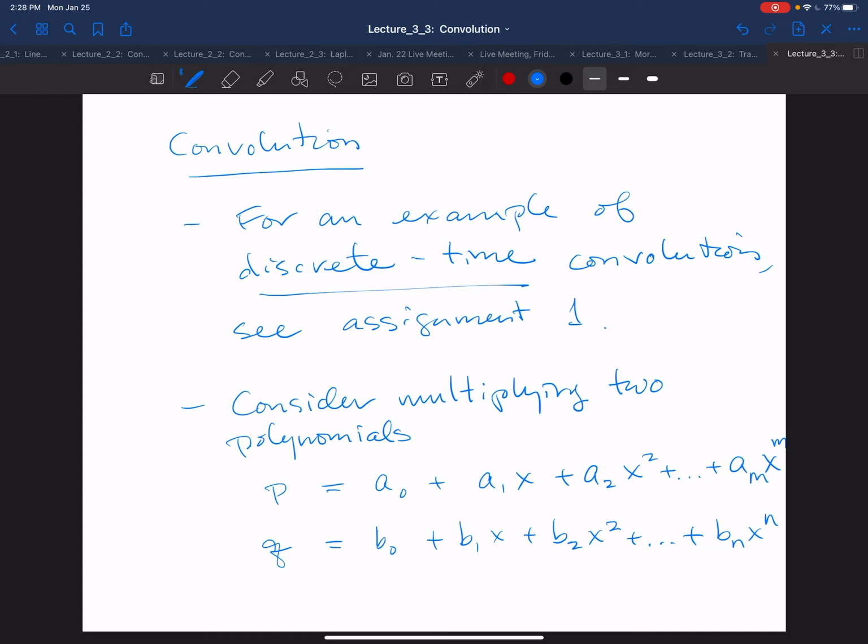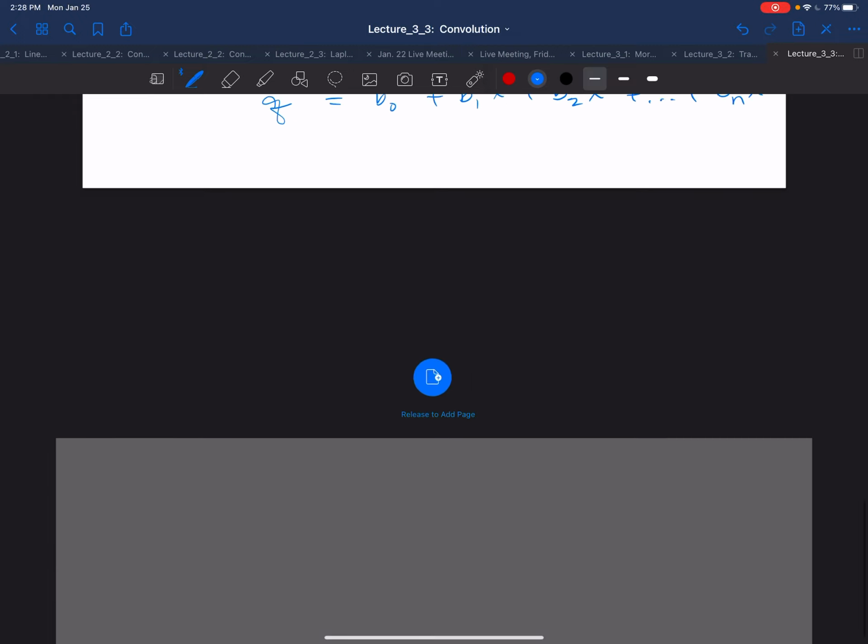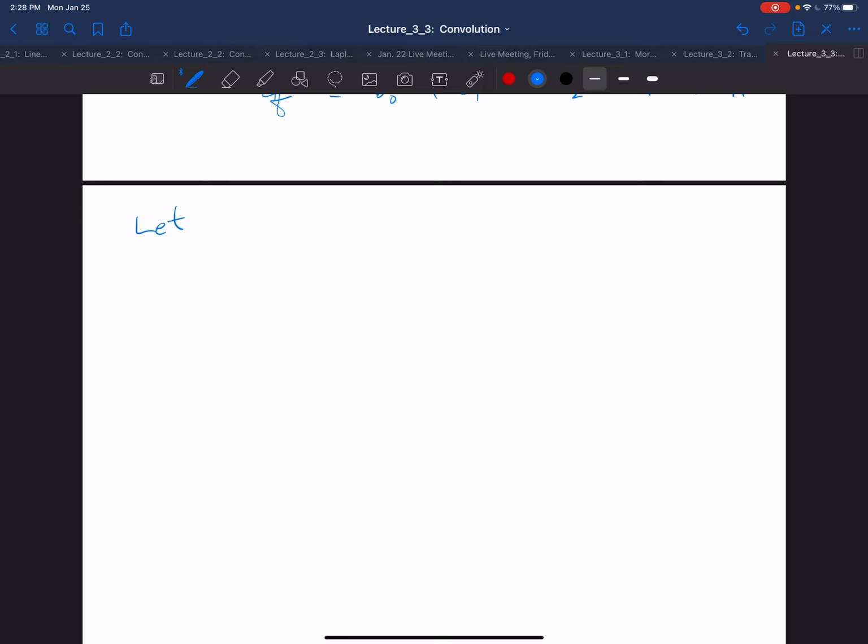What is their product then? Let's write the product PQ as C0 plus C1 x to the 1 plus C2 x squared, and so on up to, well, it's going to be C(m+n) x to the m plus n. But what are the values of these C coefficients? This is where we encounter the operation that we often call convolution.